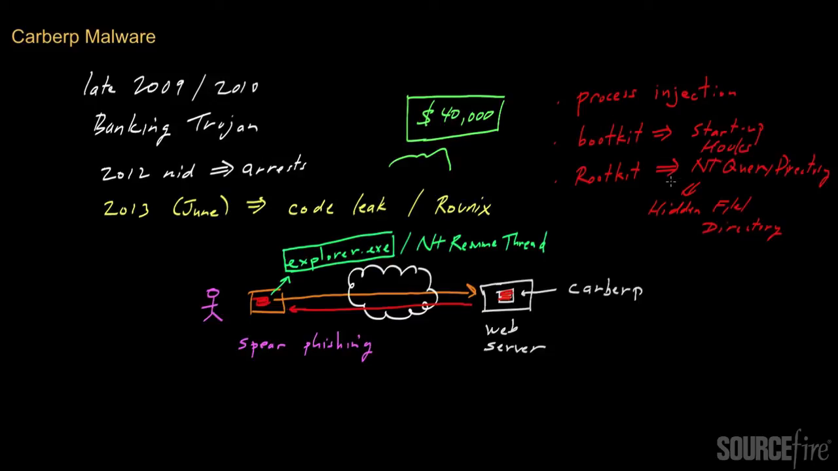Okay, so once Carberp is on the system and it's firmly entrenched, one of the first things that it will do is connect out over the internet to a command and control server. So let's label a command and control server out here, or a CNC server, and it's going to communicate with this command and control server.